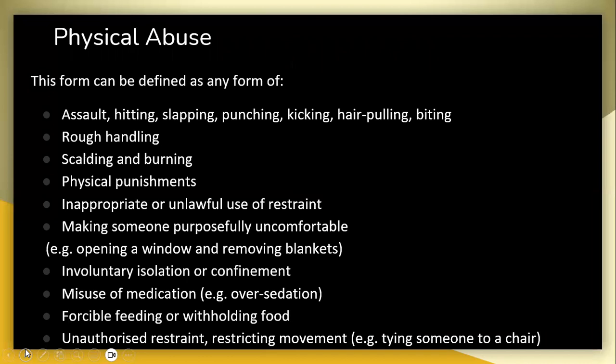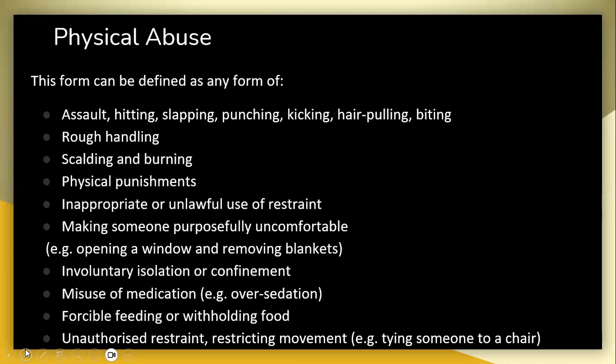Okay, so we will look at physical abuse. This form can be defined as any of these categorized as physical abuse. So we have assault, hitting, any form of hitting, slapping in the face, punching, you fold your fists and you strike someone in the face, kicking, hair pulling, biting.